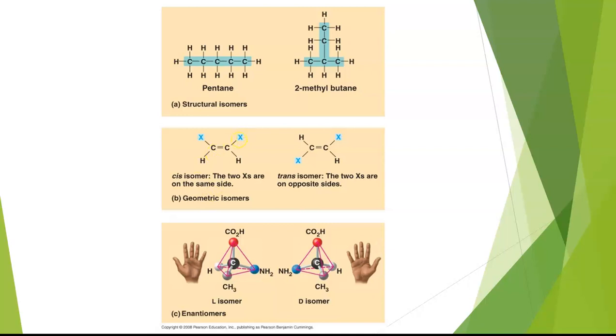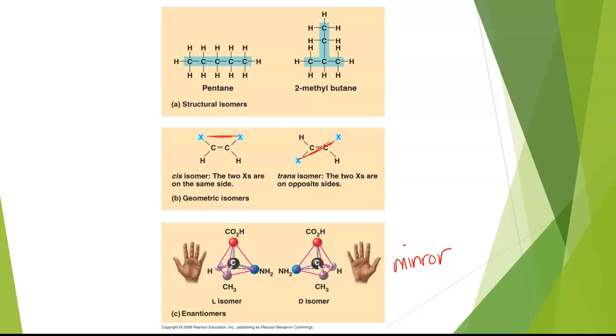Geometric isomers have the side groups flip-flopped around. One's on the same side, the other's on the opposite side. This is cis when they're on the same side, trans when they're across from each other. Again, I wouldn't worry too much about memorizing all of this. And enantiomers mean that they're mirror images of each other, as you can see in the diagram here.